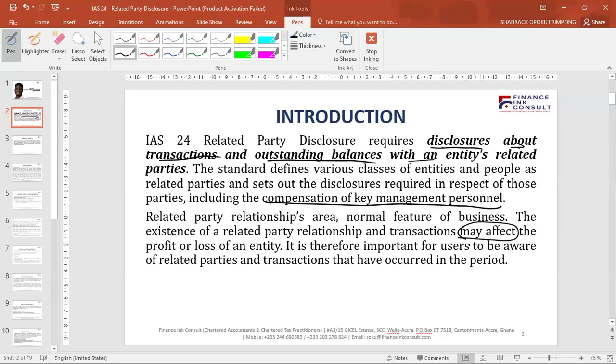The existence of related party relationships and transactions may affect the profit or loss of an entity. So this is why GRA is on you. They will be on your neck.